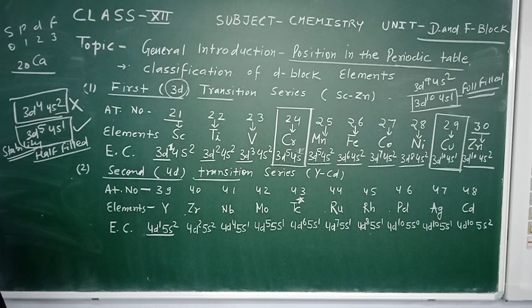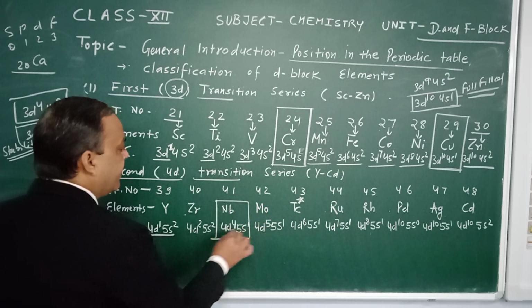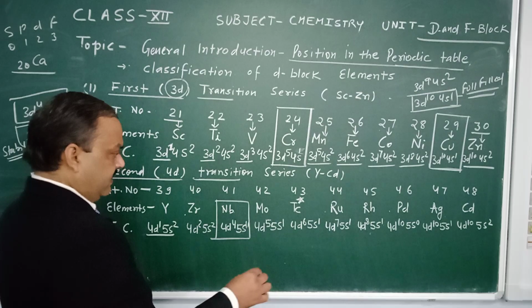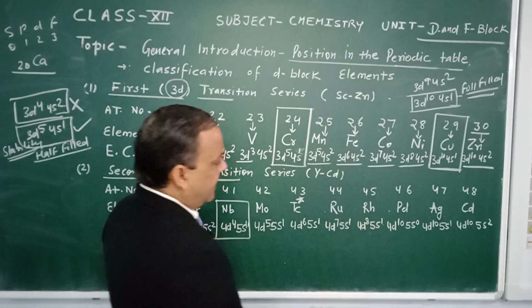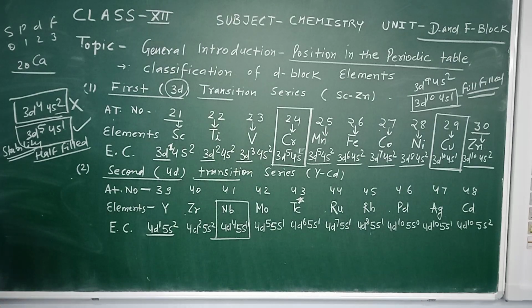When we fill the electrons in this series, no particular order is followed. Some exceptional cases are given in this. For example, in niobium, we are not following the order. So these are the electronic configurations present in the 4d series.